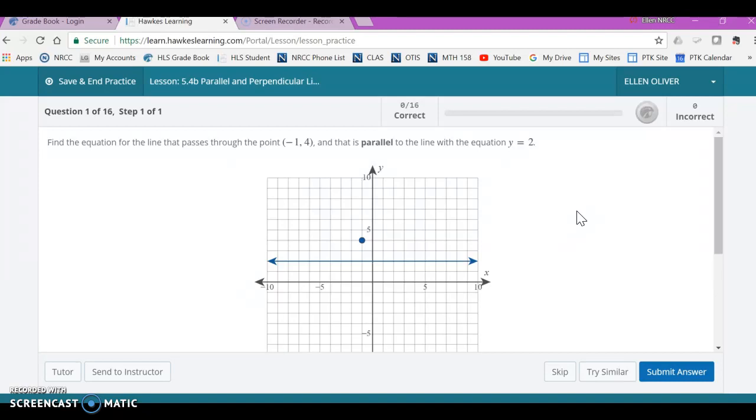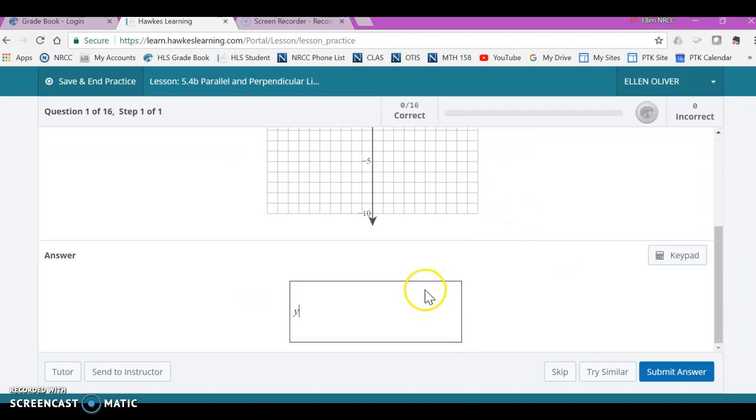too hard. Find the equation of the line that passes through the point -1, 4, and that is parallel to the line with the given equation y equals 2. So if you want a line parallel to this, that means the equation is going to look the same, which will be y equals something. And in this case, we need it to go through this point -1, 4, so y has to be equal to 4. That's all there is to this.